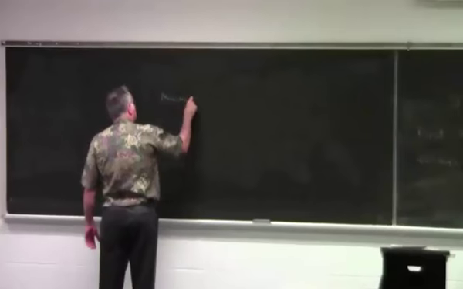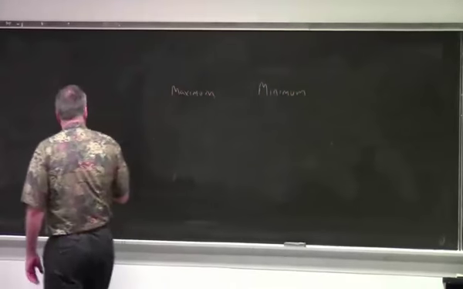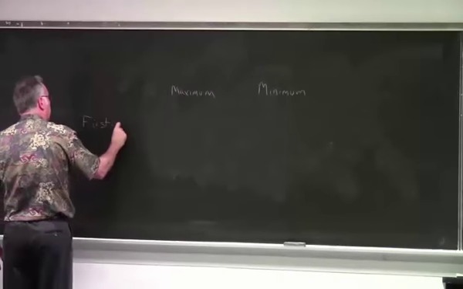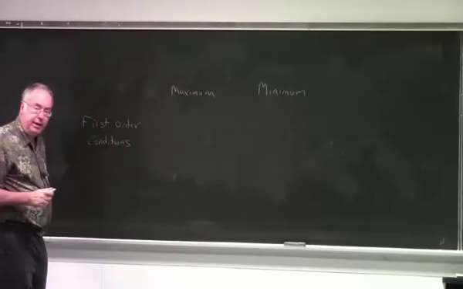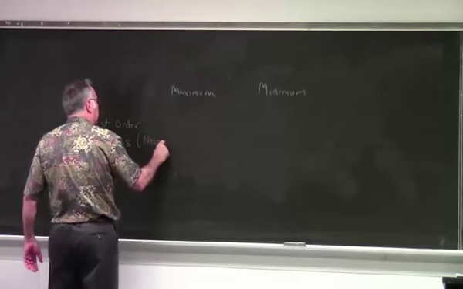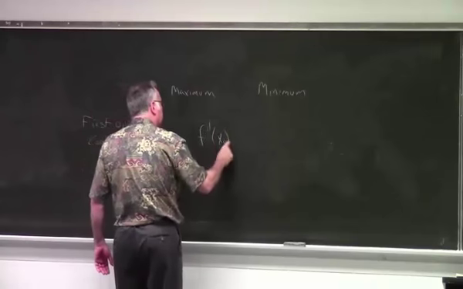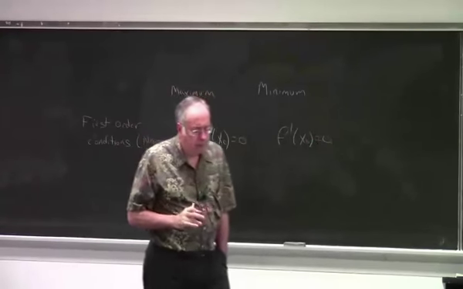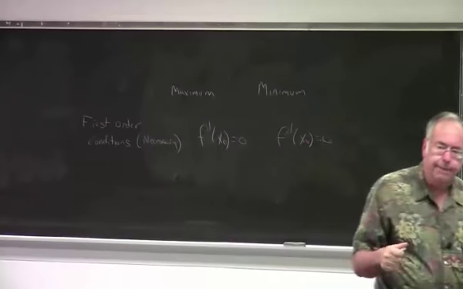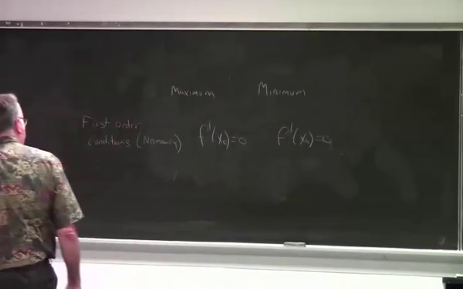Let's write the conditions for a maximum and the conditions for a minimum. The first order conditions are the same. And these first order conditions are frequently said to be necessary conditions. They have to be satisfied. Technically, for you people who are math majors, we are assuming that the function is differentiable everywhere. So we're assuming that. So the necessary condition is that the first derivative be equal to 0.